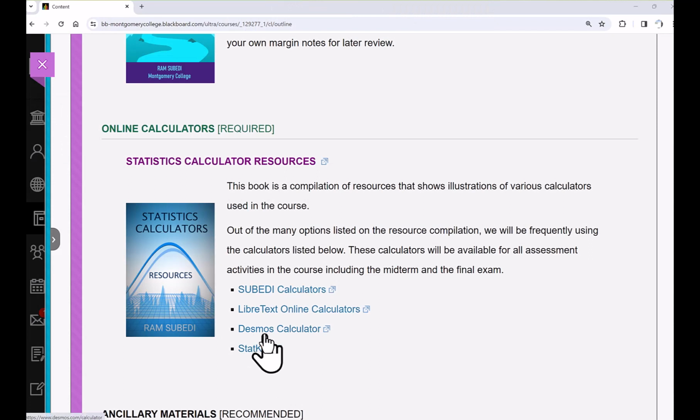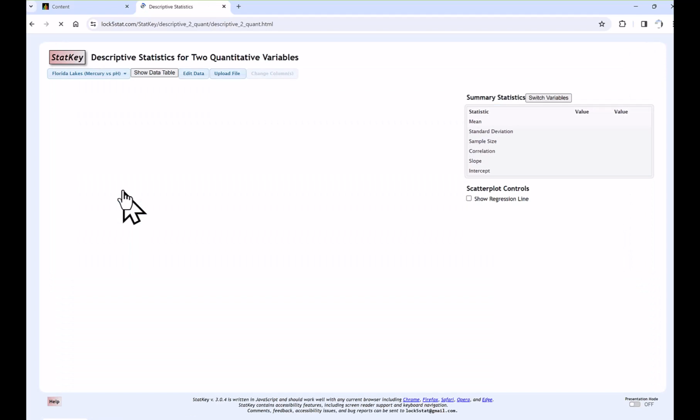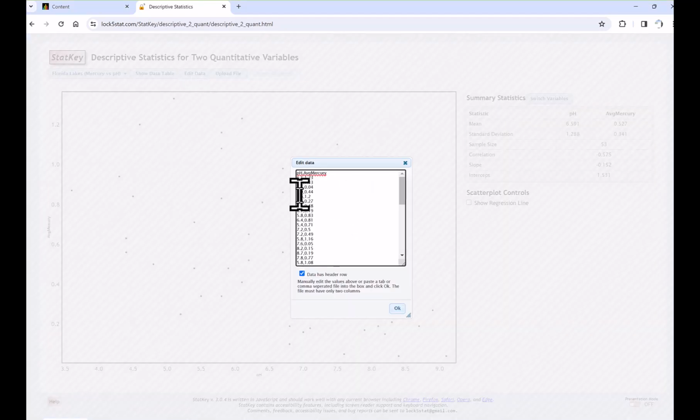Now if you would like, instead of using Desmos, you may do this. Instead of choosing Desmos, you can choose a stat key, okay? And there you will go for two quantitative variables. So it says two quantitative variables. I brought it in here. Now in here, what we want to do is this. We want to upload our own data. So we'll put edit data and just go ahead and erase whatever is in there completely and paste the data that you copied there.